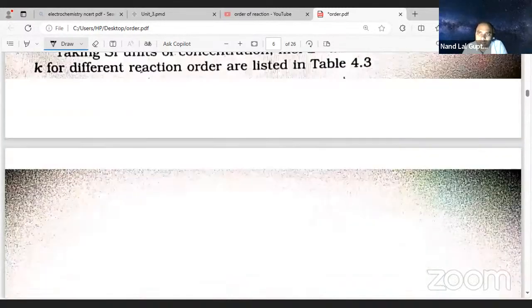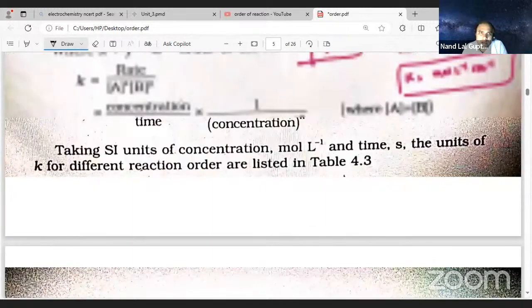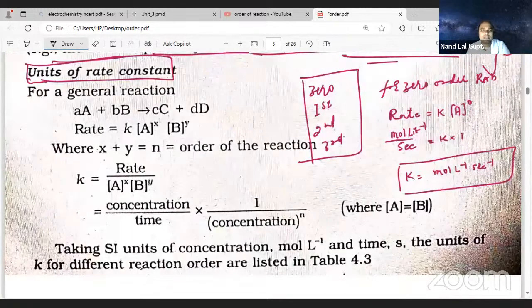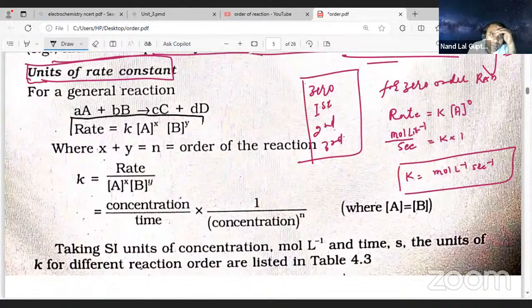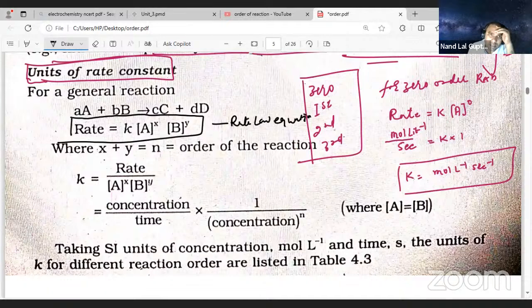Let us do some problems on it now. Then it will be much easier for you to understand. Now they have simplified this reaction. So can we write that rate is equal to k a power x b power y. This is the rate law equation. If I write x plus y is equal to n, this is the order. So k is equal to rate upon a power x, b power y. Is it okay?